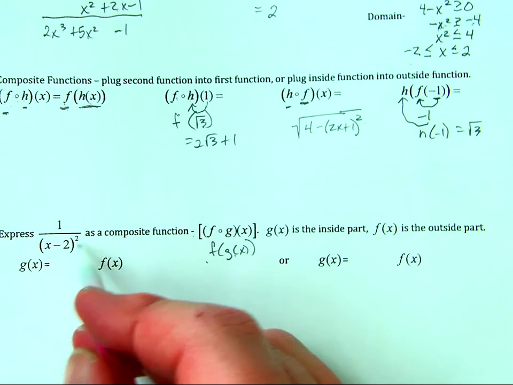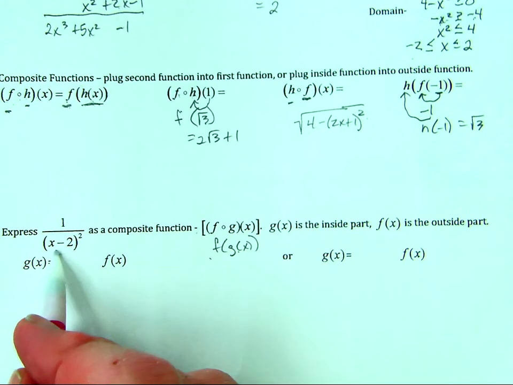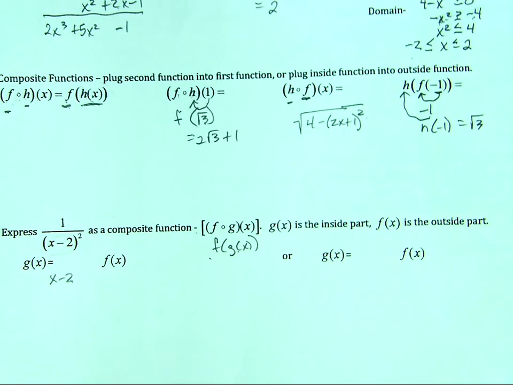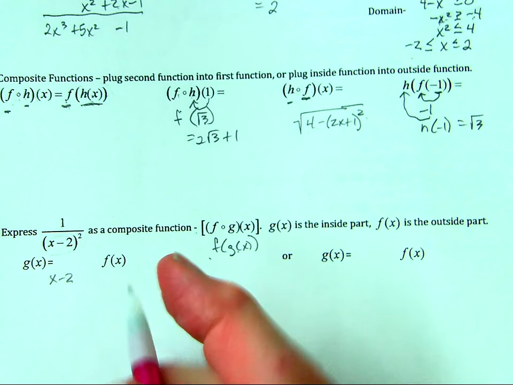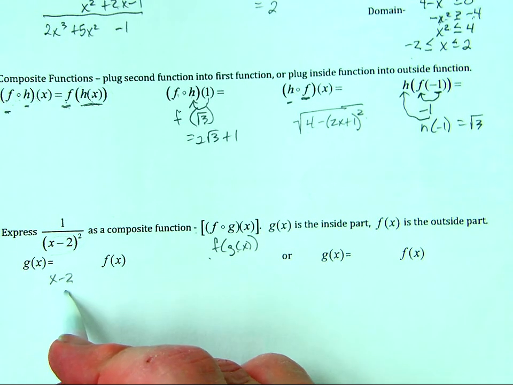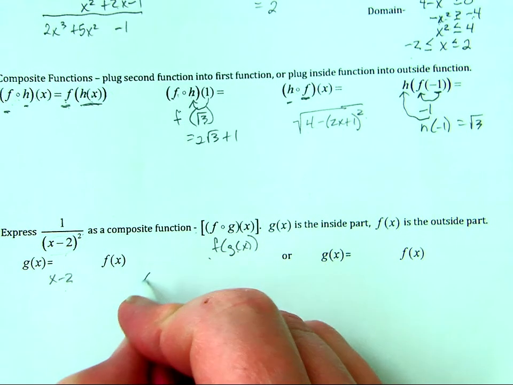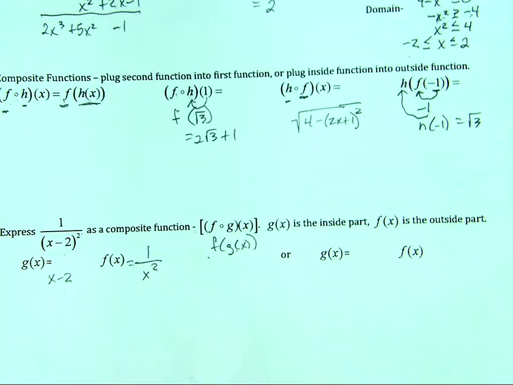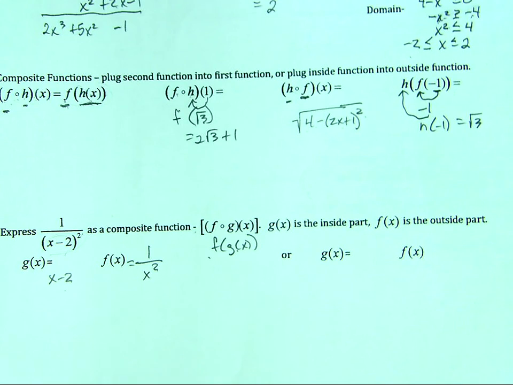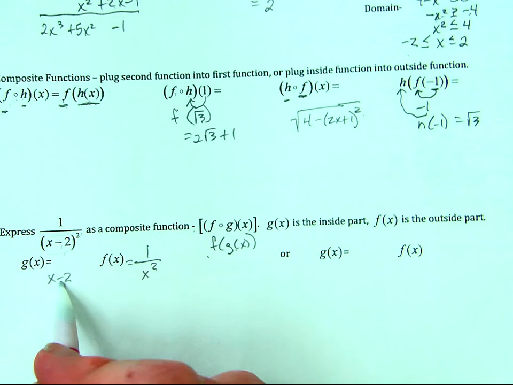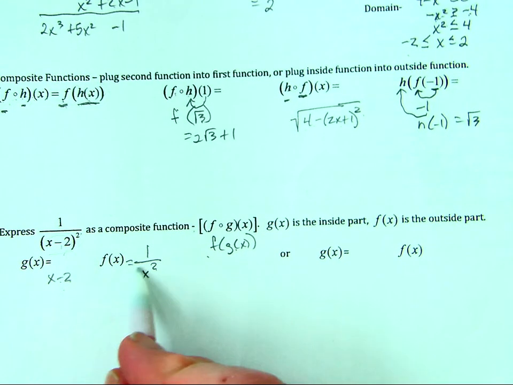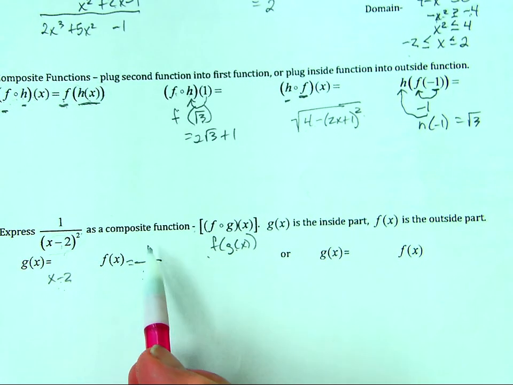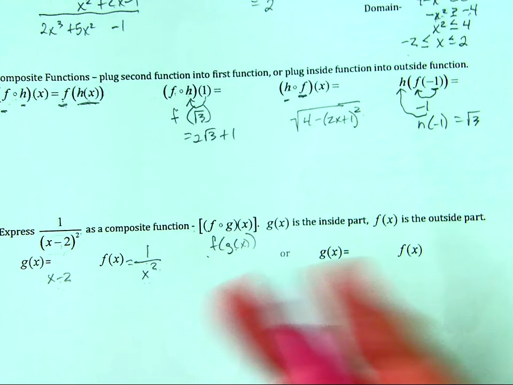So looking at this, what's the inside part? Well, that in parentheses could be the inside part, so x minus 2. Now for the outside part, what are we going to do to that x minus 2? Well, it looks like we're going to square it, and then we're going to put it under 1. So there's my inside part. What am I going to do to that? I'm going to square it and put it under 1. Well, if you look, if we put x minus 2 in here for x, wouldn't we get 1 over x minus 2 squared?